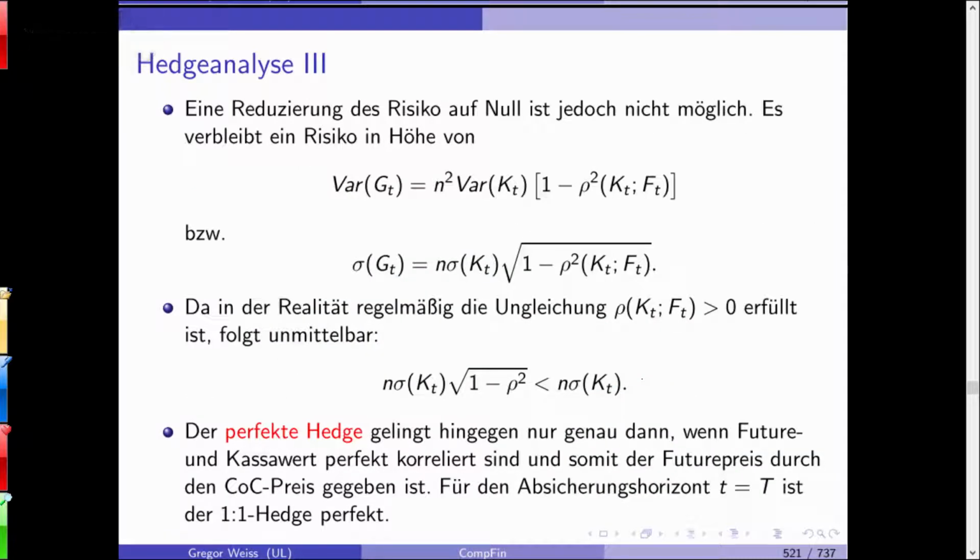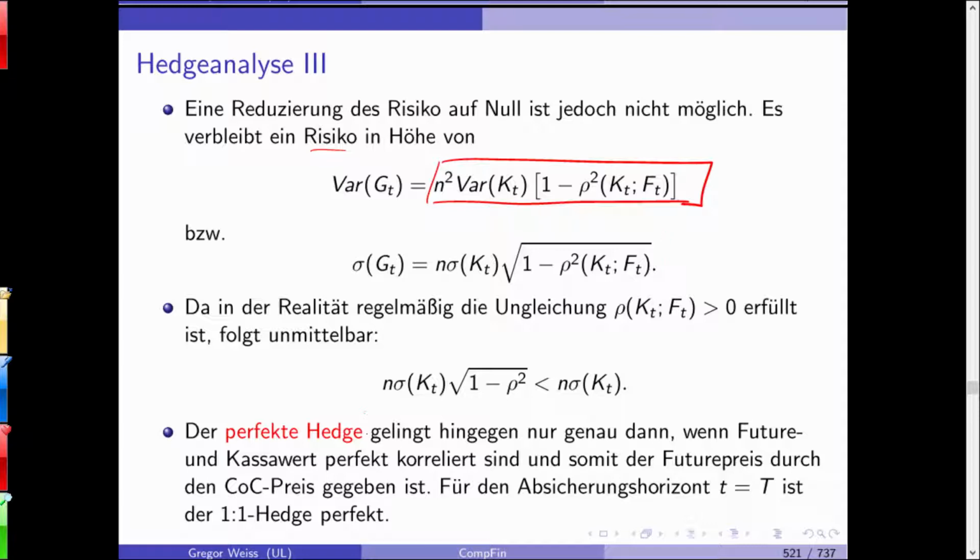Now, a risk reduction to 0 is not possible. You will always keep a risk in this amount here, or if we take the standard deviation of the profit and loss, it's N times the volatility of the spot price times the square root of 1 minus the squared correlation. In reality, correlation will be positive. You know? If spot prices go up, future prices will increase, and vice versa.